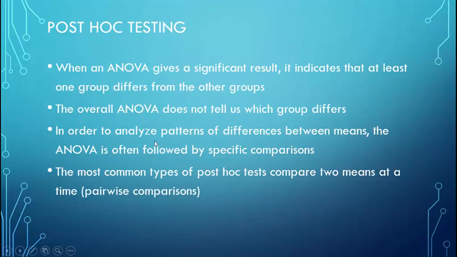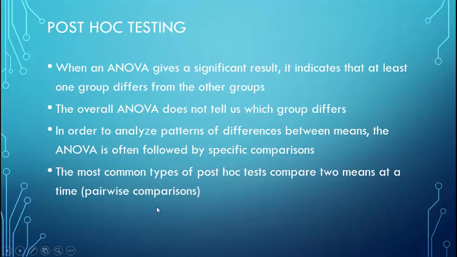So in order to know which groups, which specific means are different from which other means, we have to do what we call a post-hoc, after the fact, testing. And there are many, many types of post-hoc testing. Most common ones look at 2 means at a time.